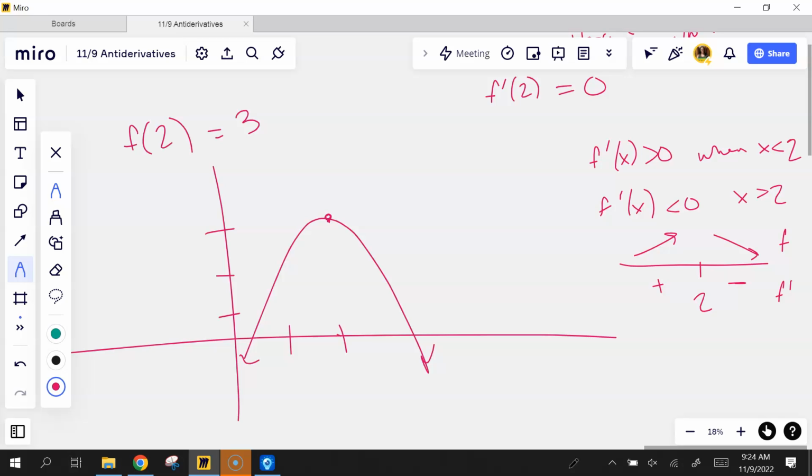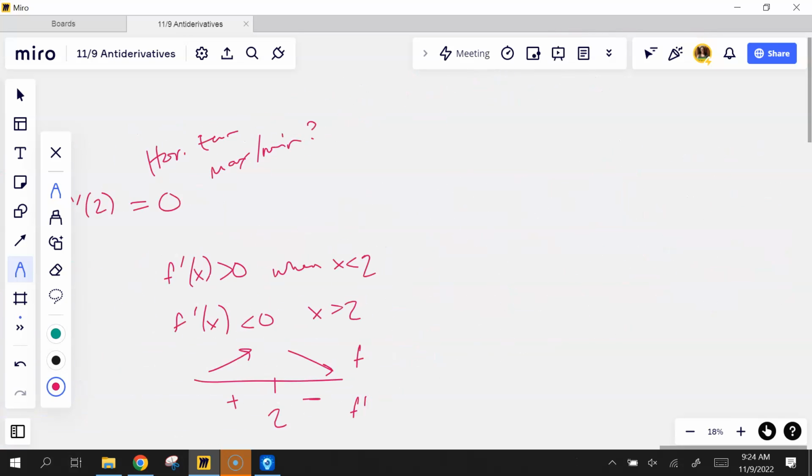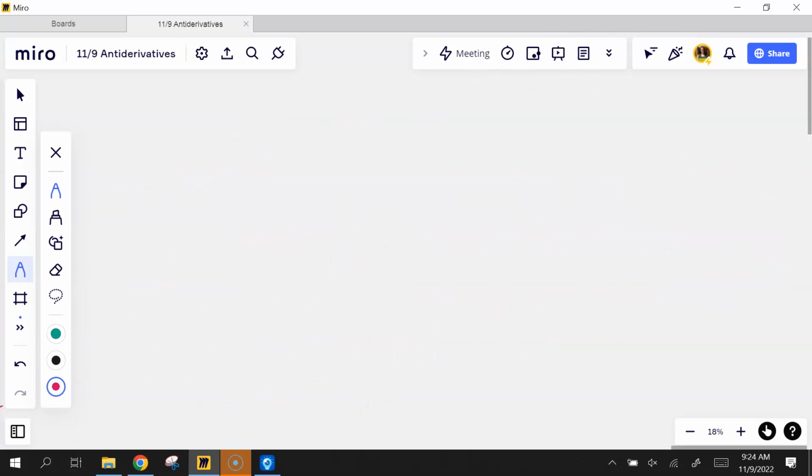Y'all need a break? Y'all good? This is something really easy before I give you your test back to work on. I know. But this is getting us set up for integrals.